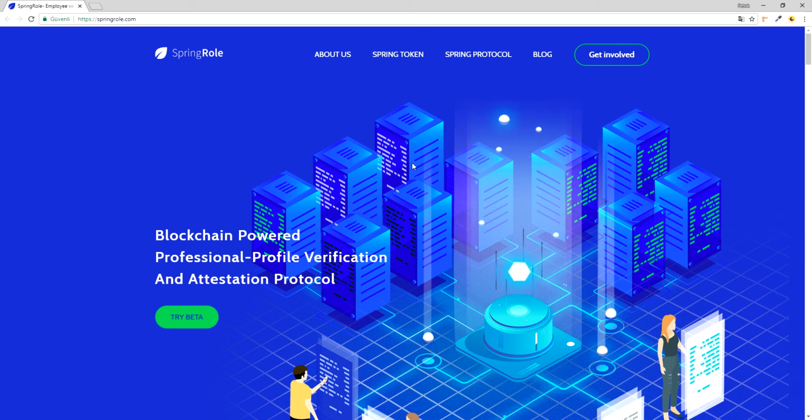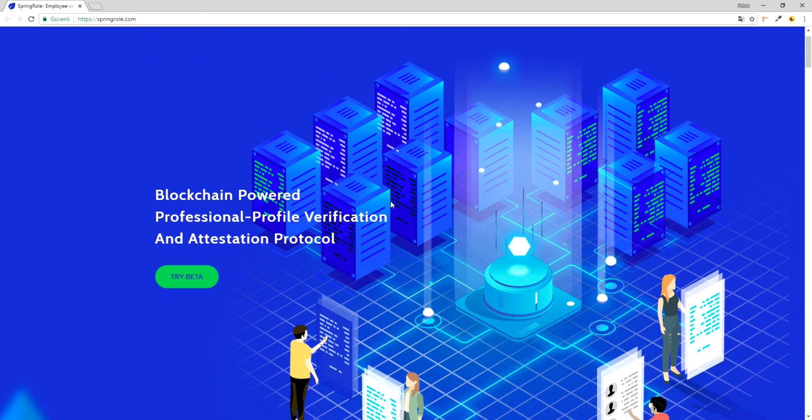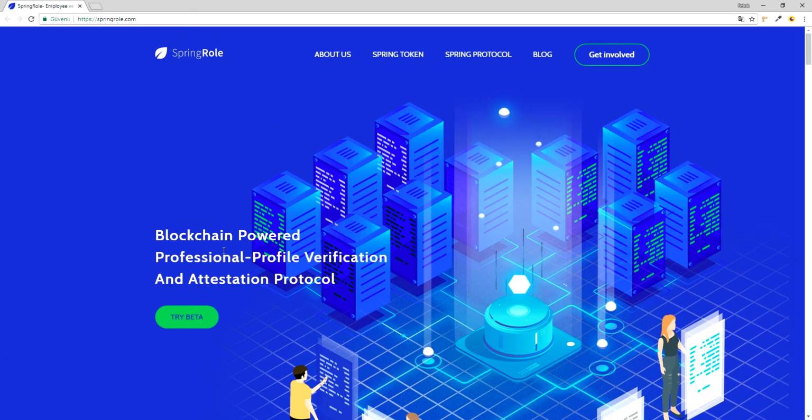Hi everyone, today we're going to take a closer look at the SpringRole project and the ICO details that will take place on July 31st. First off, I just want to briefly mention what SpringRole is, where it's useful, and why blockchain technology is used in this project. We can shortly define SpringRole as a verification and validation platform for the business world.